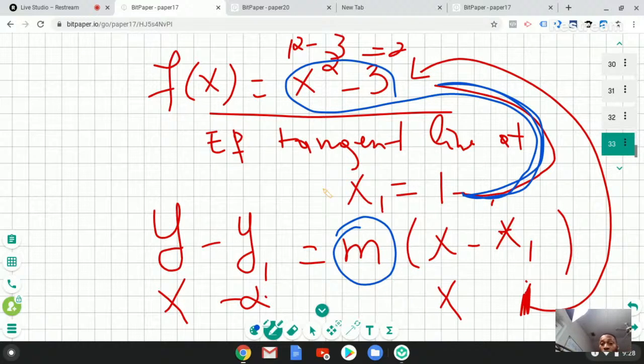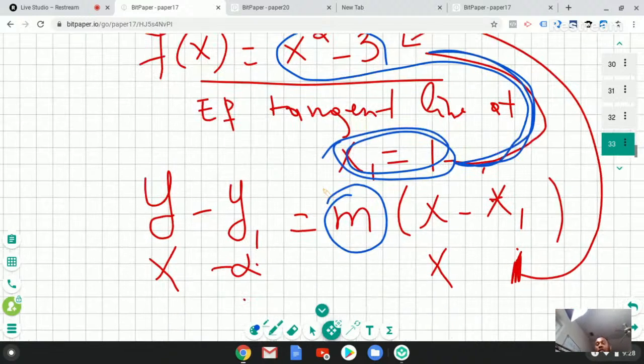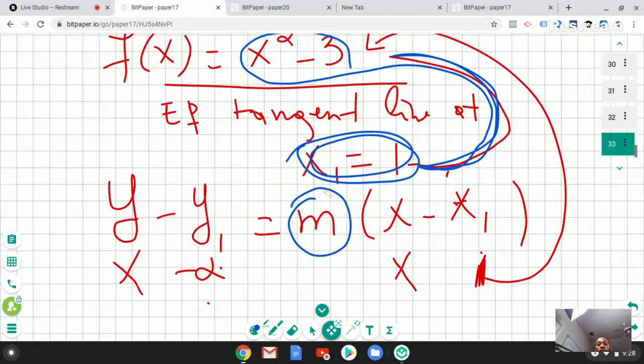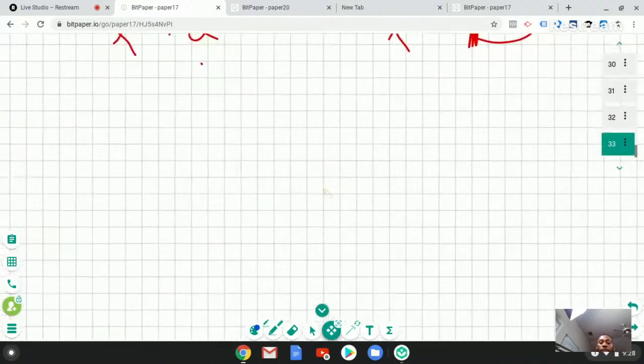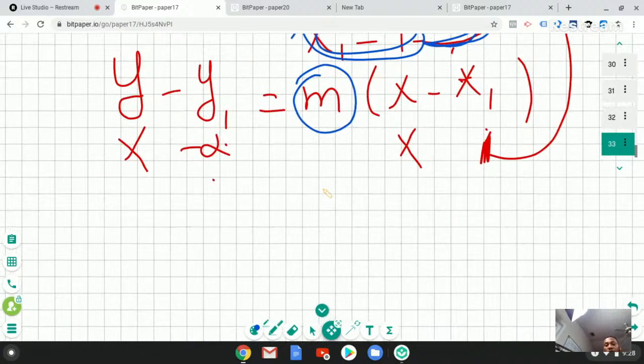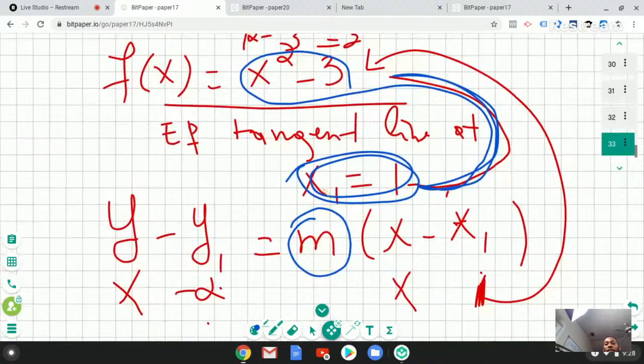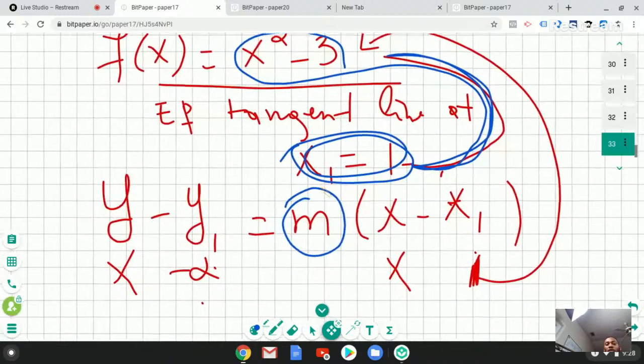I plug that 1. The 1 that they give you is very, very important. They're always going to give you that if they're asking you for the equation of a tangent line, unless the question is phrased in a different way. So this is the same 1 that you use to find the slope. So how do we find the slope? We first calculate the first derivative of this function. So the derivative of f of x, x squared minus 3.